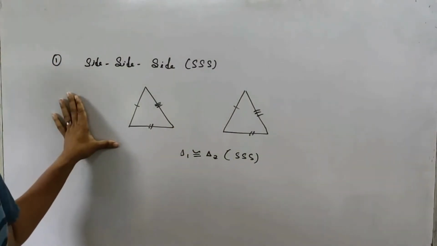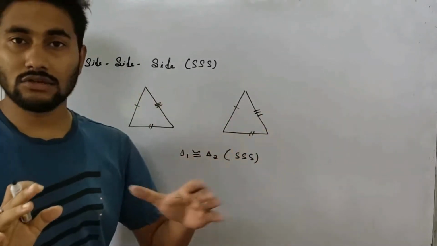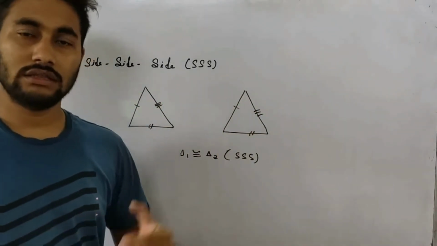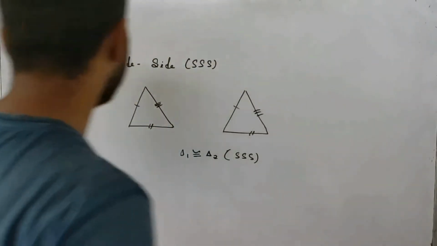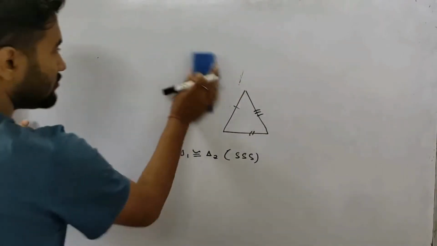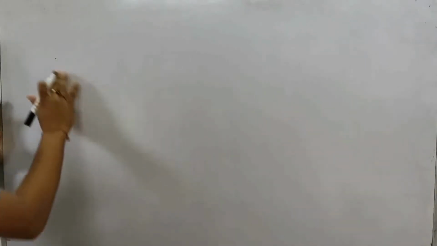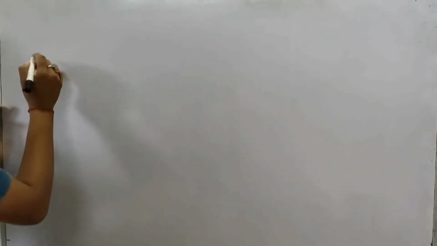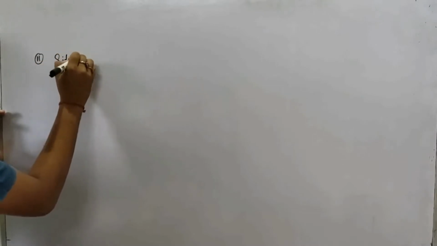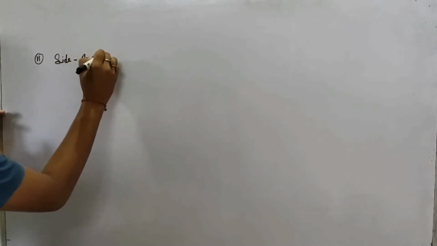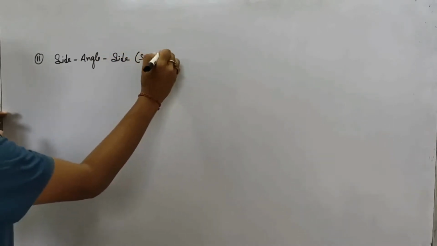If you can show in two triangles that all the corresponding sides are equal, then those two triangles will be congruent. Now let us see the next property, number 2: side, angle, side. SAS.